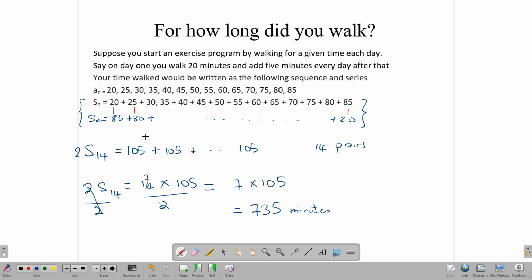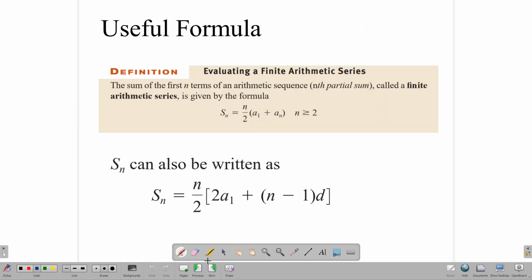This kind of thinking, where we take one series in ascending order and the other in descending order, add those two series together and get a result, leads to this type of formula. The sum of the first n terms of an arithmetic sequence, sometimes called the nth partial sum, or a finite arithmetic series, is given by the formula Sn is equal to n divided by 2 times a1 plus an, where a1 is the first term and an is the last term. So if you're summing a series and you know the first term and the last term, you can simply use this formula.